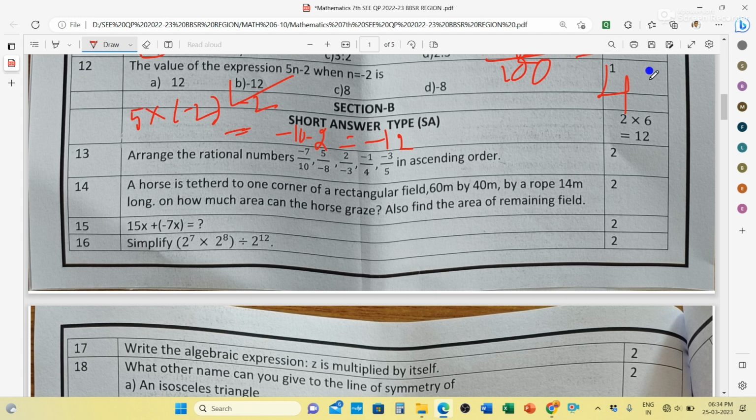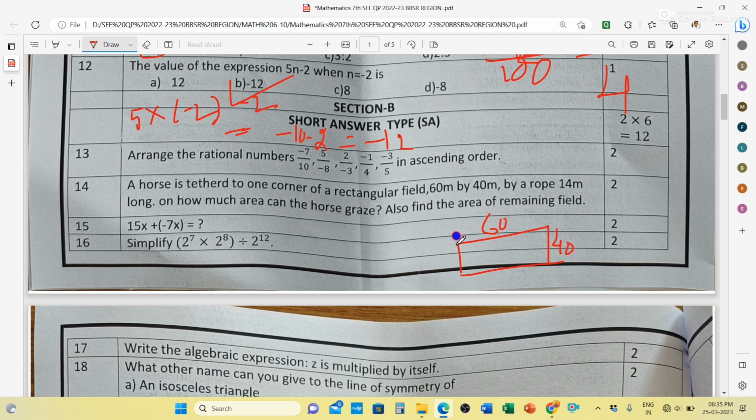That means the length of the rectangular field is 60 meter and breadth is 40 meter. By a rope 14 meter long. On how much area can the horse graze? Also find the area of remaining field.